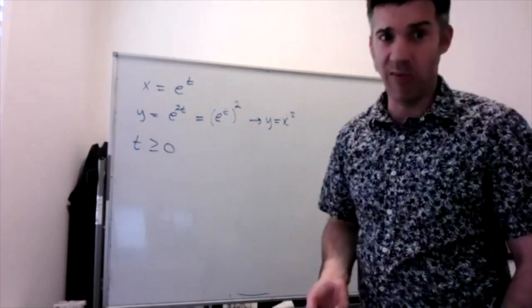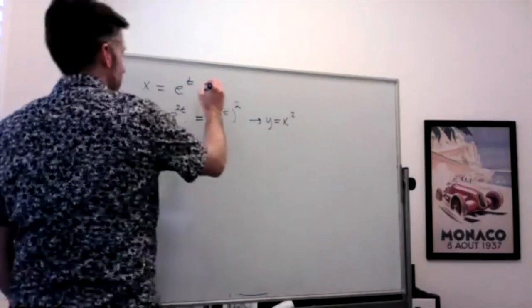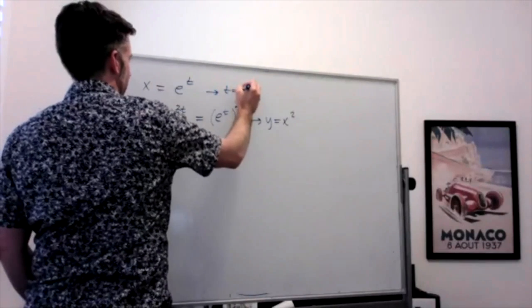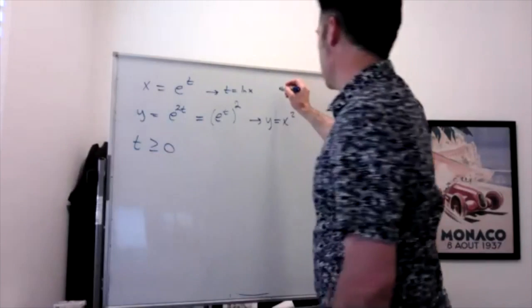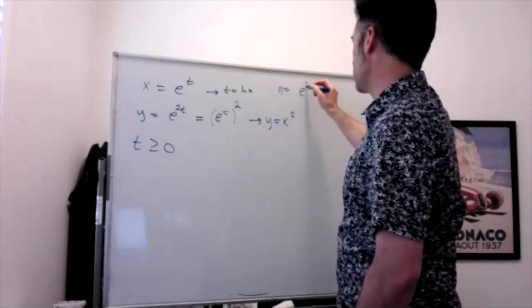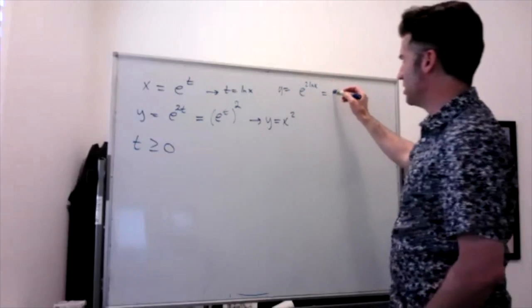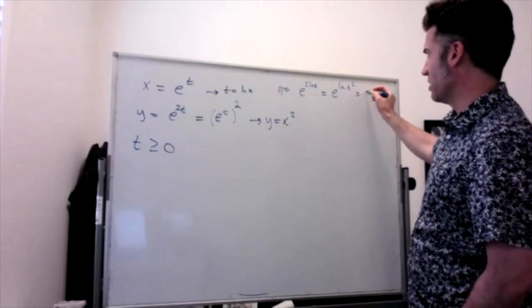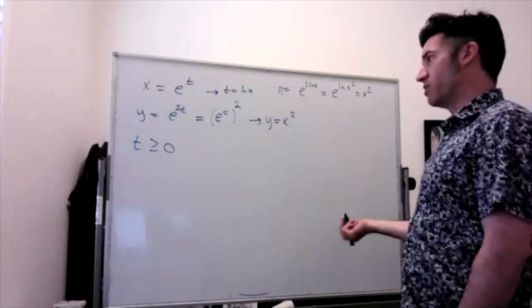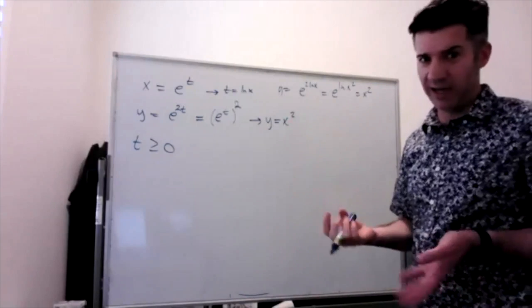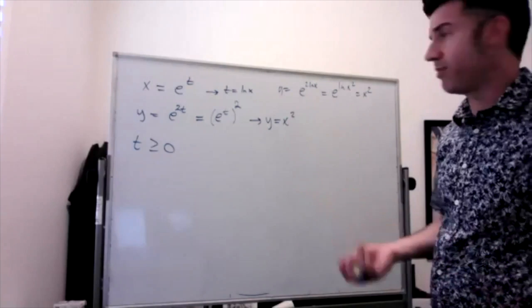Or you can make it more complicated. You could say t equals the natural log of x, and then plug that in for t there, so that y is equal to e to the 2 natural log of x, which is e to the natural log of x squared, which is x squared. That's more work. Try to do less work. So if you see something that seems kind of obvious, like I can just replace e to the t with x, do that.